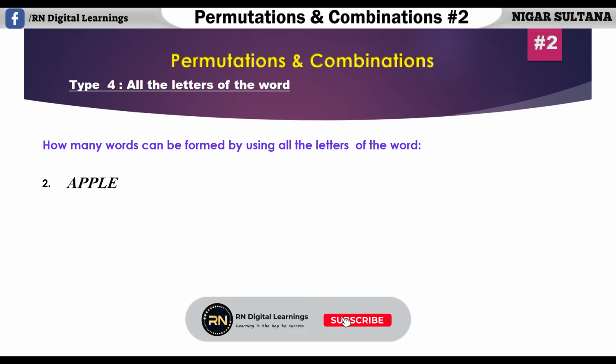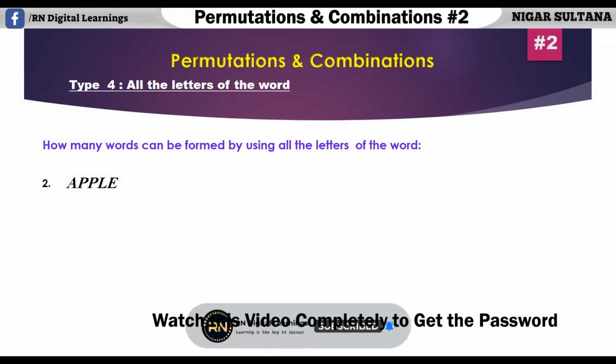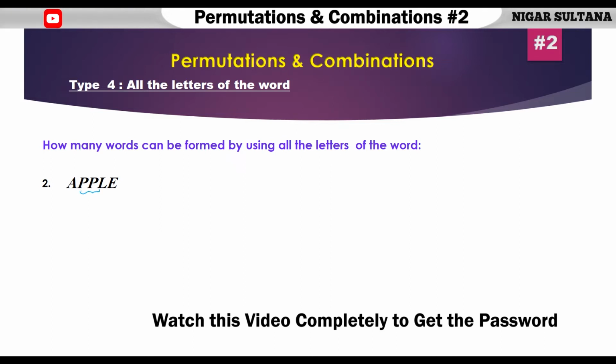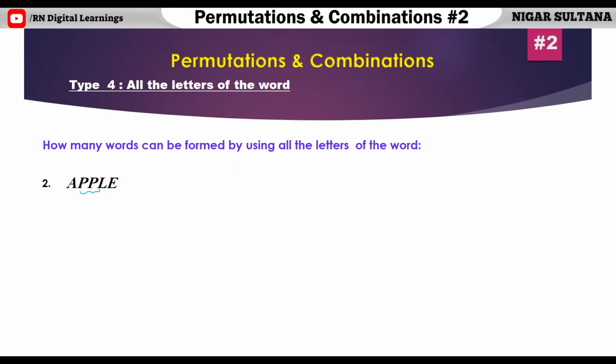Apple. I have told you that a word like Bihar will have all different letters, but here we can see the P is repeated. Now how can we write this? First let's understand how many letters are there in the word apple. Totally we have 5, and P is repeated twice. So you have 1 A, then 2 P, then 1 L, then 1 E, right? So there are totally 5 letters here.